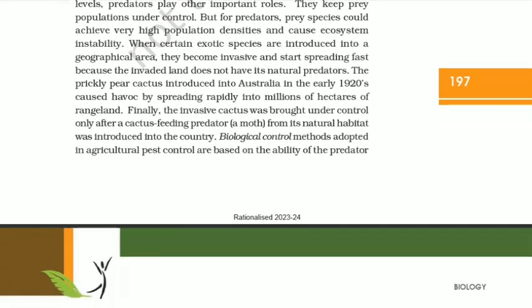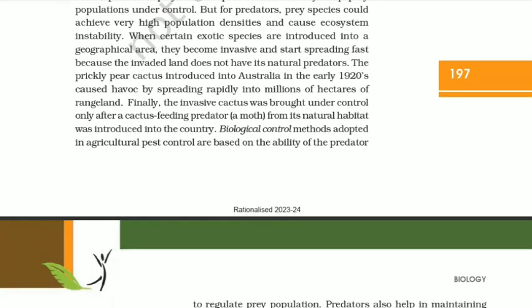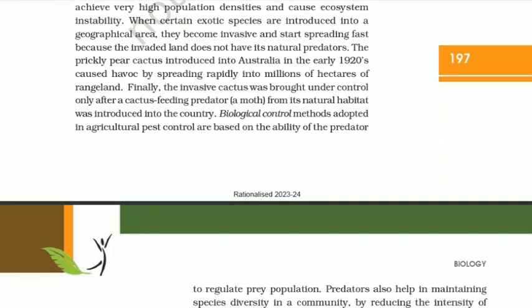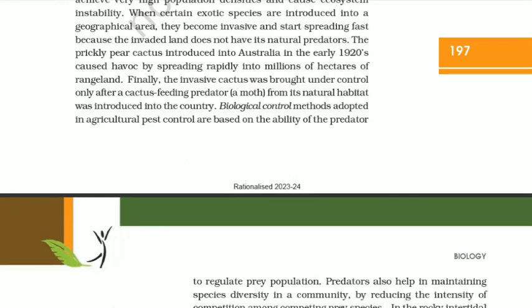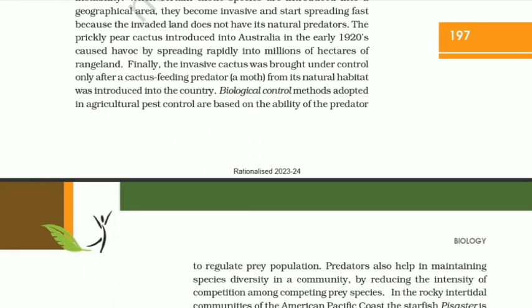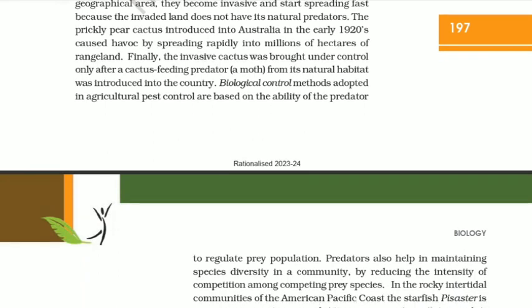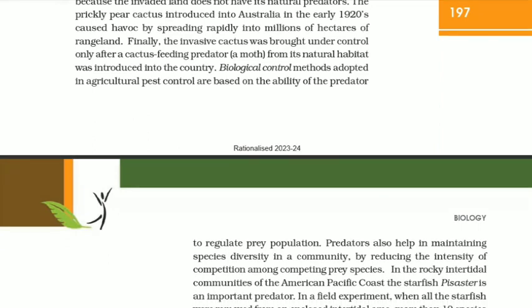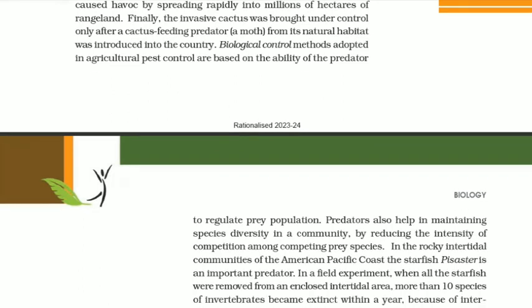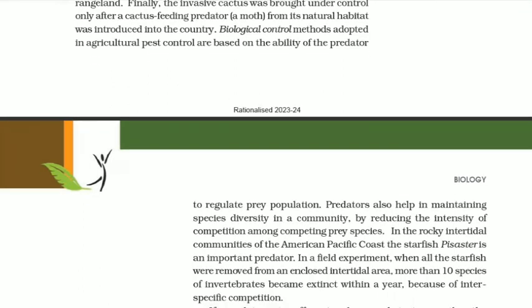Besides acting as conduits for energy transfer across trophic levels, predators play another important role. They keep prey populations under control. But for predators, prey species could achieve very high population densities and cause ecosystem instability. When certain exotic species are introduced into a geographical area, they become invasive and start spreading fast because the invaded land does not have its natural predators. The prickly pear cactus, introduced into Australia in the early 1920s, caused havoc by spreading rapidly into millions of hectares of rangeland. Finally, the invasive cactus was brought under control only after a cactus-feeding predator, that is a moth from its natural habitat, was introduced into the country.